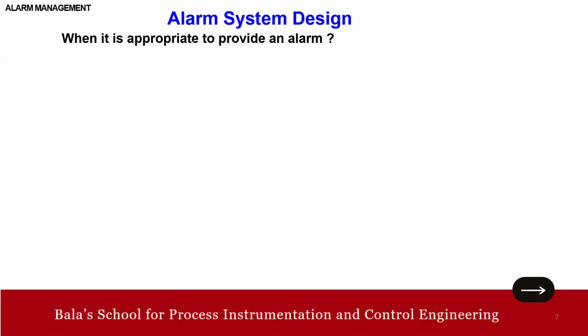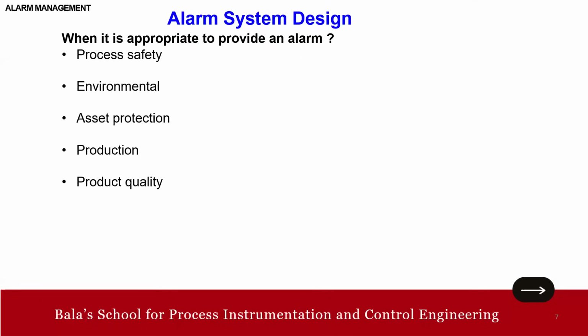When is it appropriate to provide an alarm? We can't do it everywhere any time, right? Yes. So a number of factors can be considered when deciding if an alarm is required. What are all those factors? Okay. Process safety, environmental, asset protection, production quality, personal safety, alarm system availability, alarm system communication. Okay. In fact, at this point of time, we should focus to give an alarm. Okay, these are the factors.